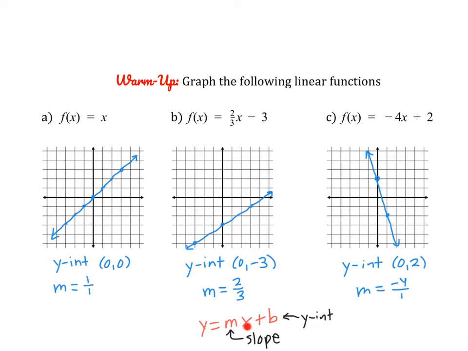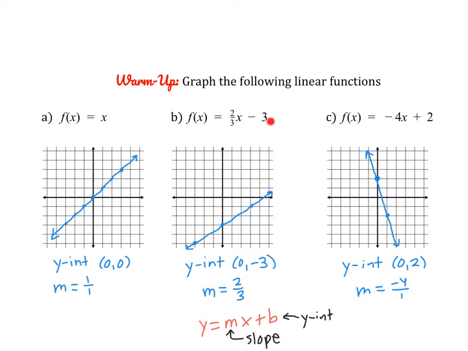We're basing all this off of slope-intercept form, which looks like this, y equals mx plus b, where m is the slope of your line and b is the y-intercept. So in this first equation, we can see that our b value is 0 and our m value is 1. So our y-intercept is (0, 0), our starting point. And to follow a slope of 1, we go up 1, right 1, up 1, right 1, or backwards, down 1, left 1, to make our line.